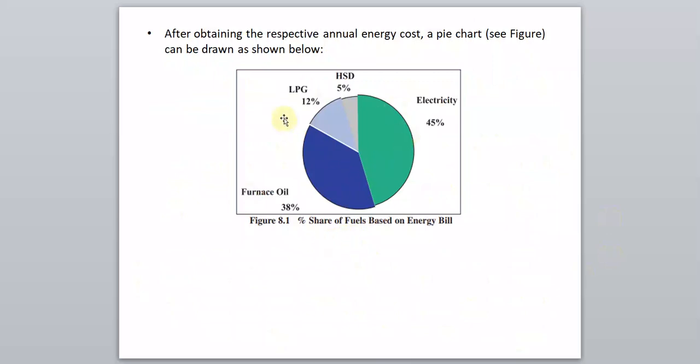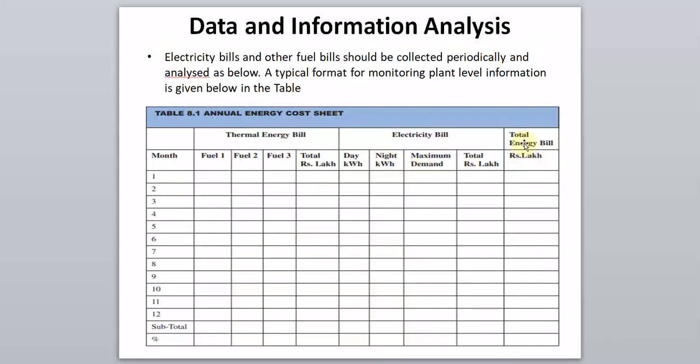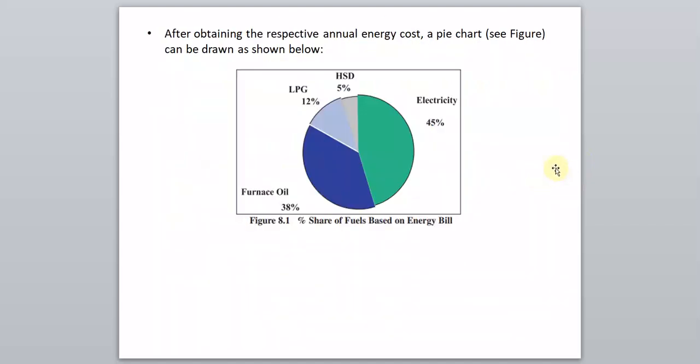Now here you can discriminate the energy cost, whatever the total energy bill will be. Suppose 1 crore is the annual expense of your energy bill, including thermal and electricity bill. So you can represent it in terms of percentage. So 1 crore equals 100%, so 1% will be 1 lakh.